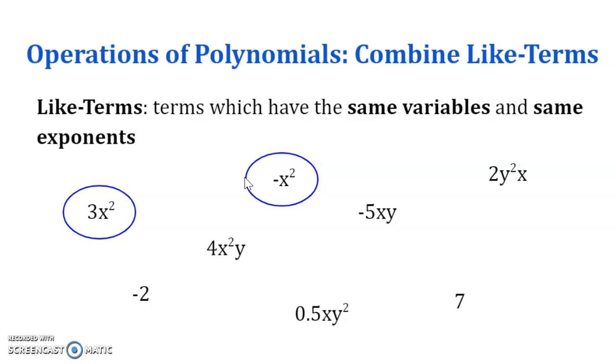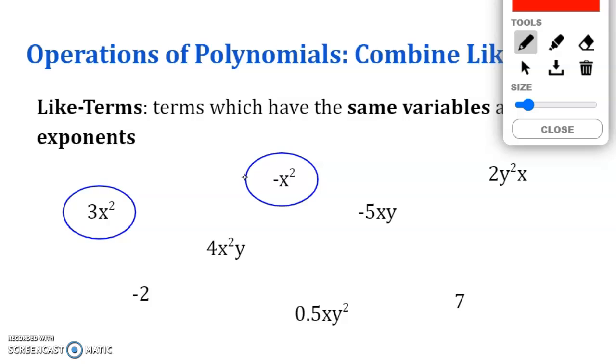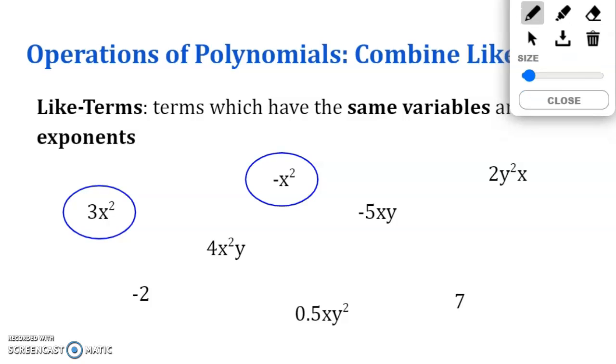Okay, so this -x squared is just the same as multiplying by -1. That's all that it means. So you can always put -1 right here. So this is -1 being multiplied to x squared, which is the same as -x squared.